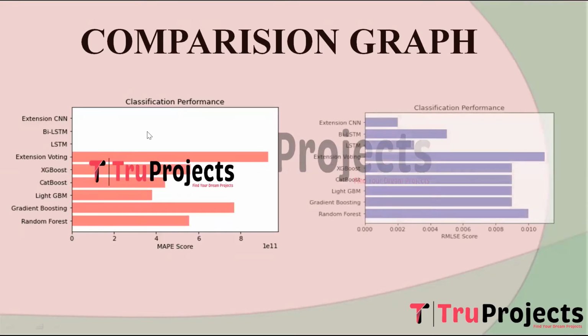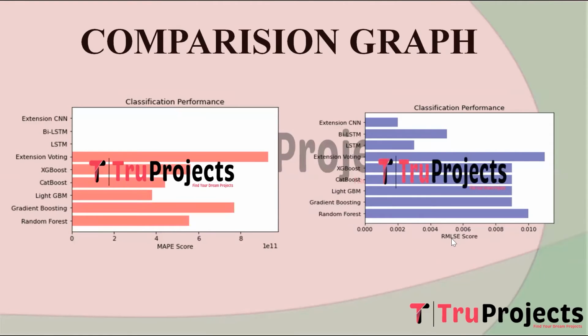This is the MAPE comparison graph. On the x-axis, we have the MAPE score, and on the y-axis, we have the algorithm name. Mean absolute percentage error: MAPE calculates the average percentage difference between the predicted and actual values. It provides a measure of the accuracy of the forecast in terms of percentage errors. MAPE is useful for understanding the relative accuracy of forecasts, especially when dealing with a range of values.